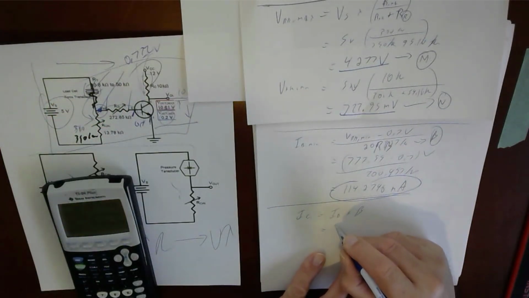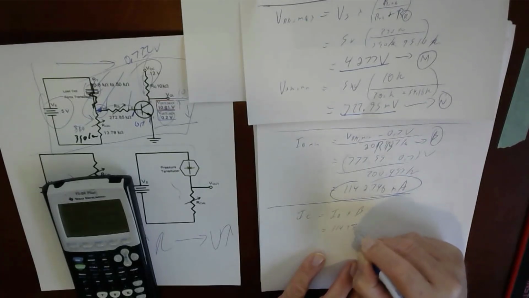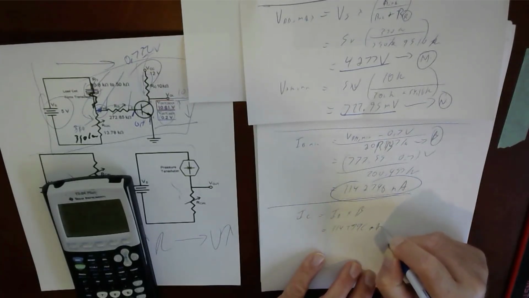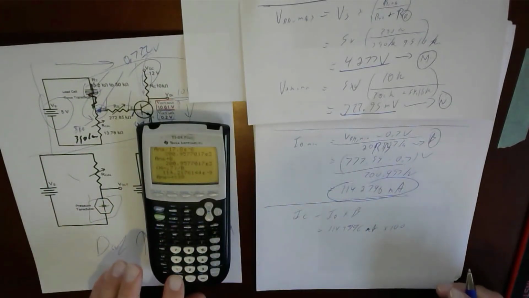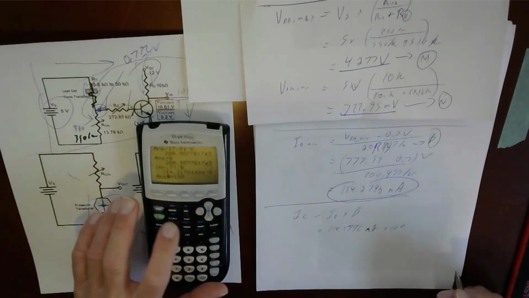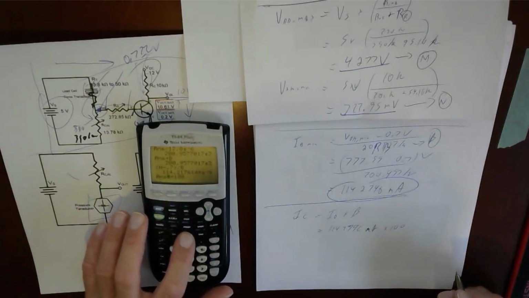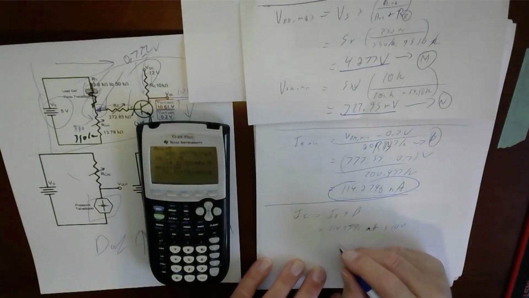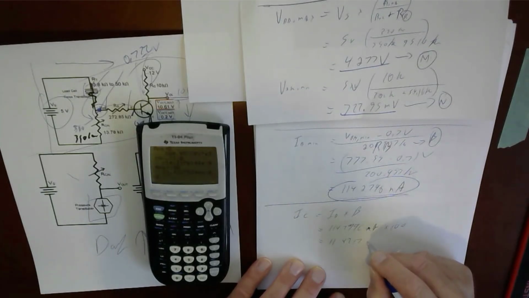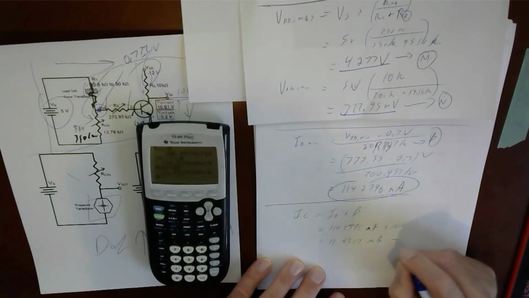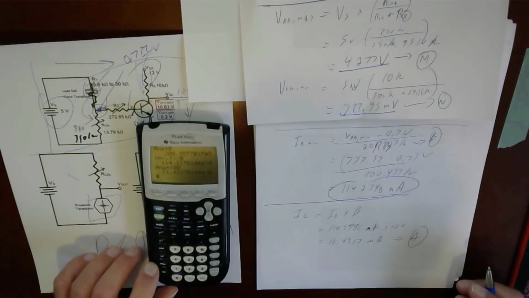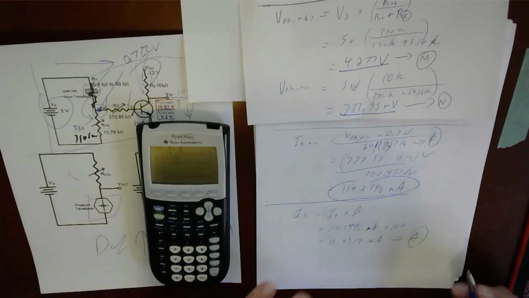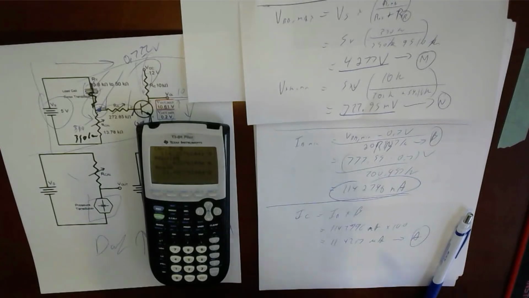So let me just take this. This is 114.2796 nanoamps times 100. So I'm just going to multiply that by 100. Okay, good. So that's going to be 11.4217 microamps. Okay, and I'm going to store that in, let's just say, A. Good. So that's stored in A. So that's a number that I need.